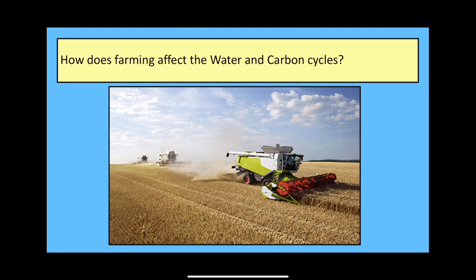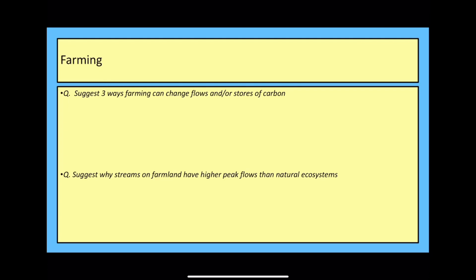Okay, so now looking at farming and how this affects the water and carbon cycles. So all of this ultimately is land use change. So humans have taken the natural pre-existing land use in this country that would largely be forest, and they've changed it to something like an urban area or a farm or something like that. So we need to think about ways in which farming can change the flows and stores of carbon and water. So have a look at these two questions. Again, you can pause, take a little bit of time.